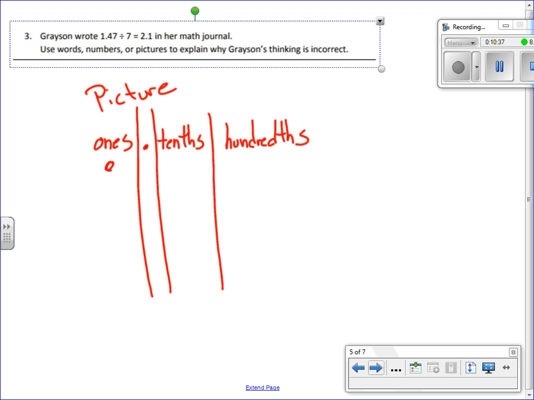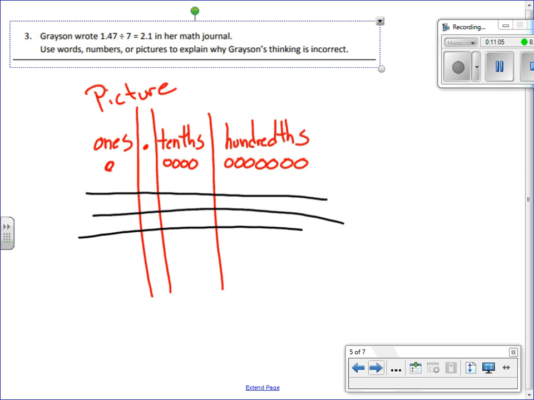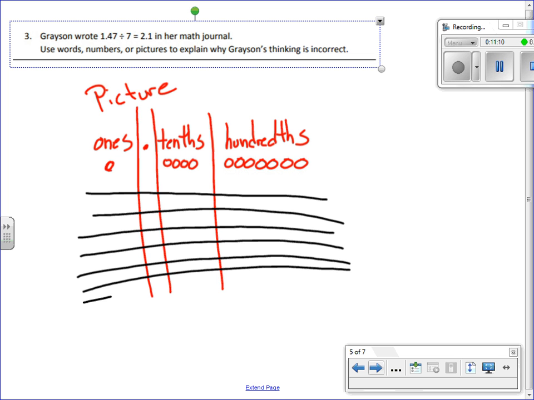She's got a 1 in the ones place, a 4 in the tenths place, and a 7 in the hundredths place. Okay, we now need, this one's a little bit harder. We got to split it into 7. So here's 1, 2, 3, 4, 5, 6, 7.